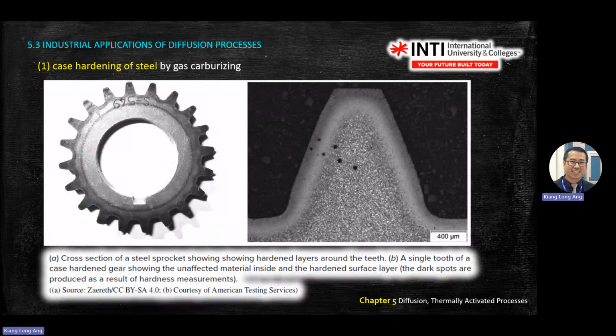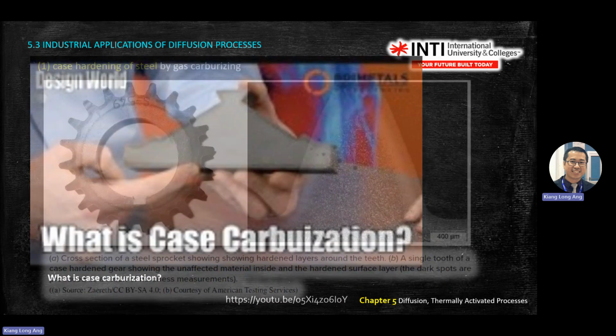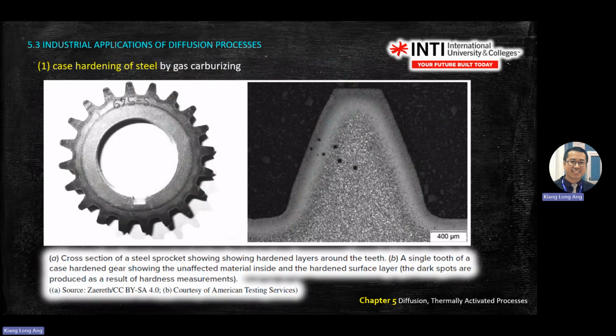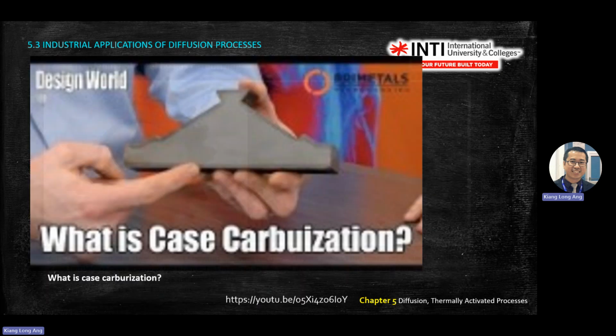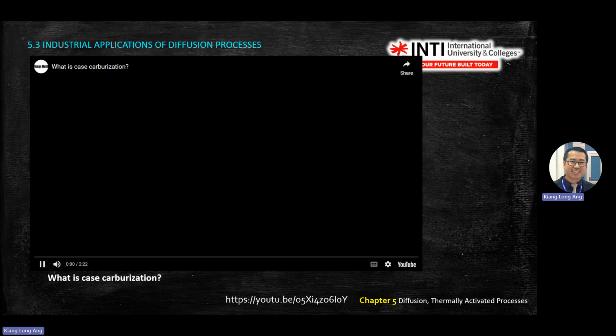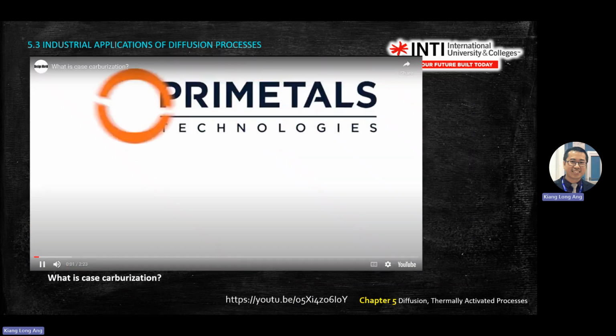So you see the carbon surface, so we have the top view. If you drive a car, the spot ring and all this need to go through this process. Case carburizing, 2 minutes.